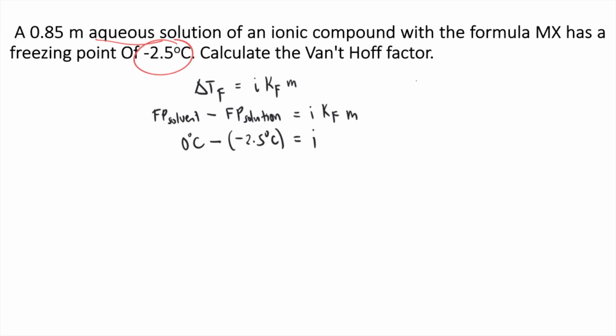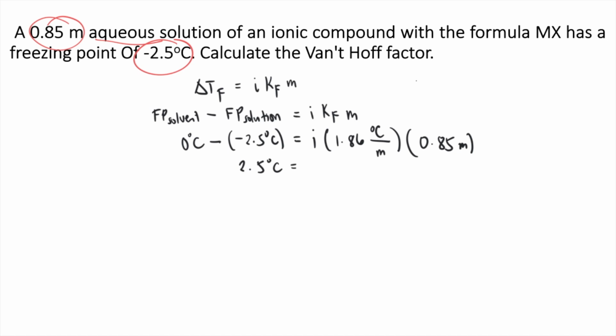So the KF of water is not given in the question because this is something you should memorize or at least familiarize. So please remember the KF of water is 1.86 degrees Celsius per molal. Then the molality given in the problem is 0.85 molal. So on the left side, we have 0 minus negative 2.5. That is positive 2.5 degrees Celsius.